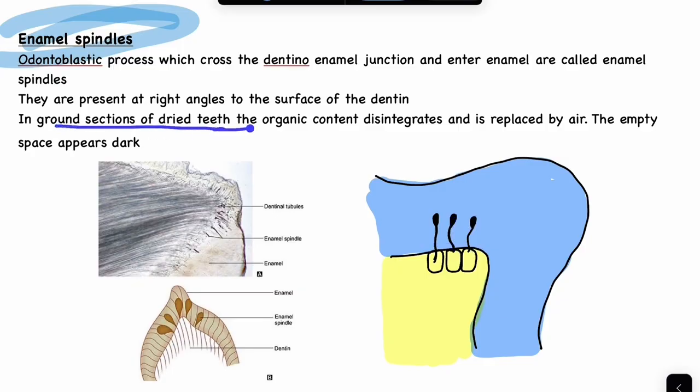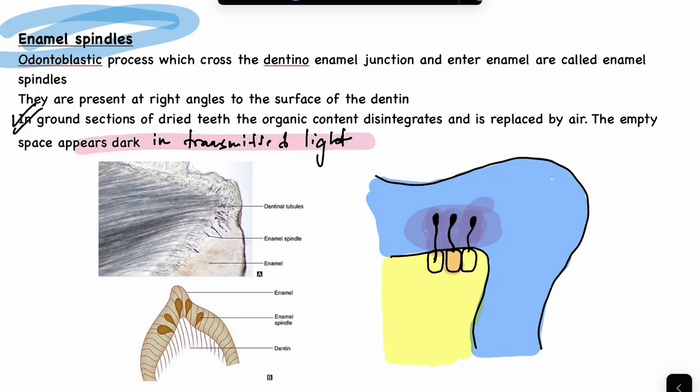In ground sections of dried teeth, the organic content disintegrates and is replaced by air. The empty space appears dark in transmitted light. I forgot to add that over here. What this point is saying is that in the ground section I removed everything, and this organic content will disintegrate. So instead of the enamel spindle, only space will be left, and that space appears dark in transmitted light.